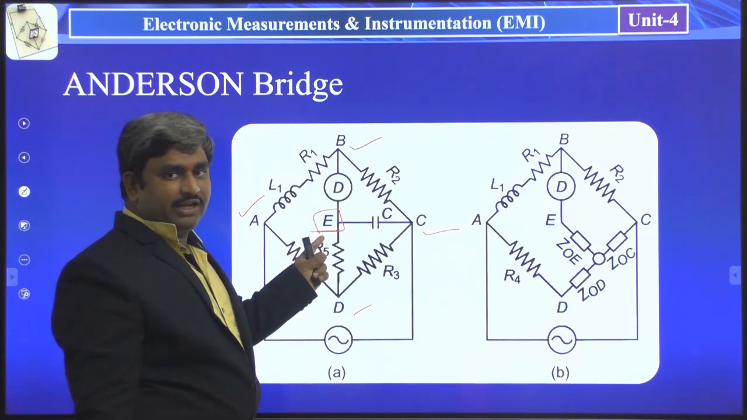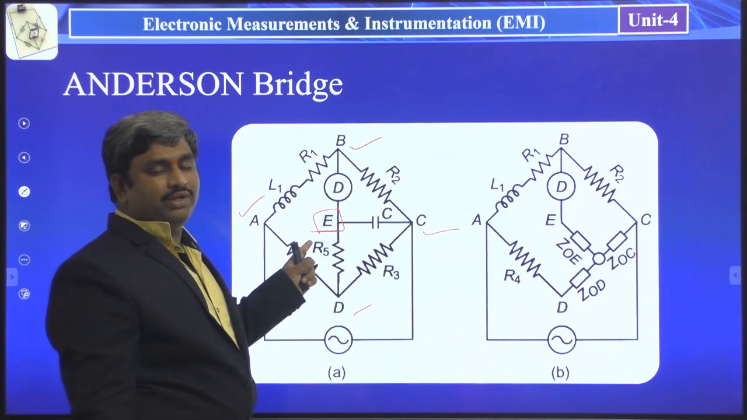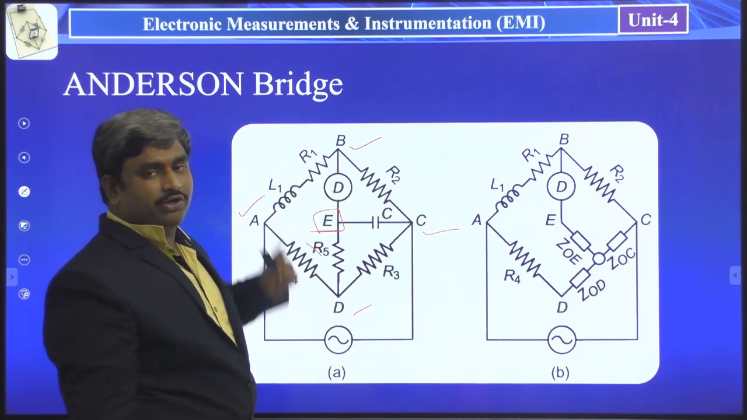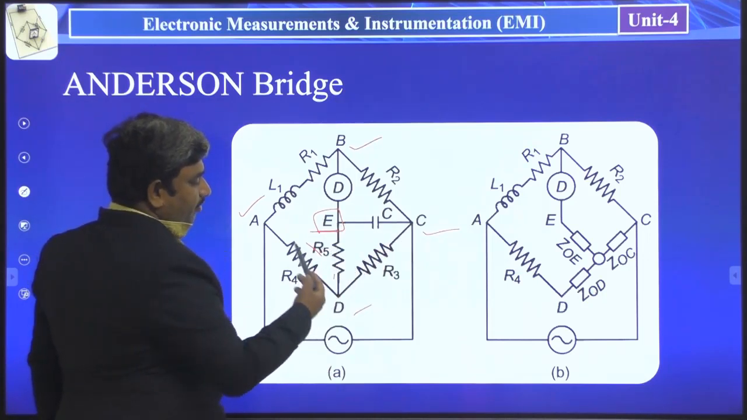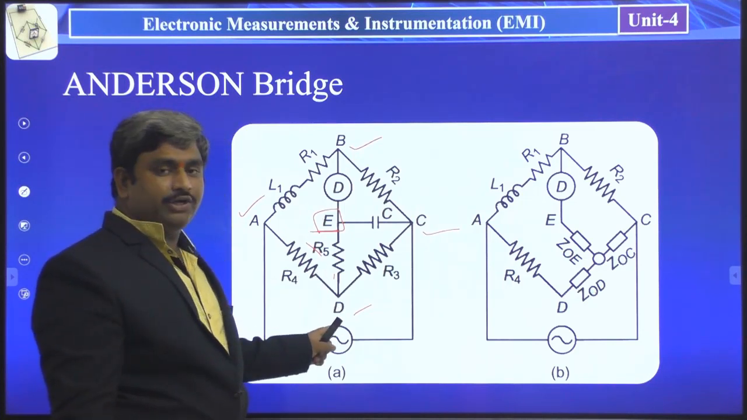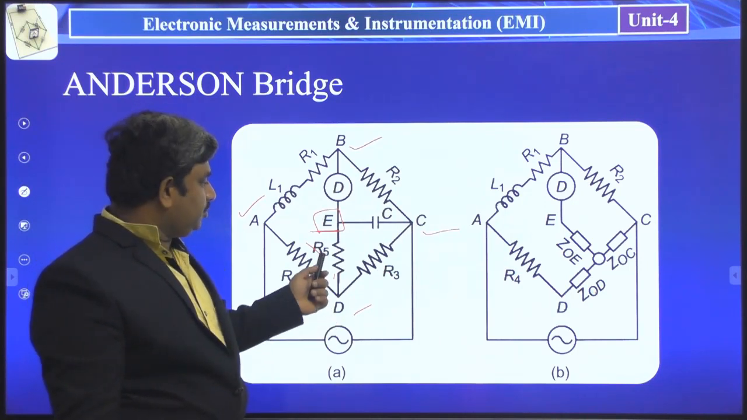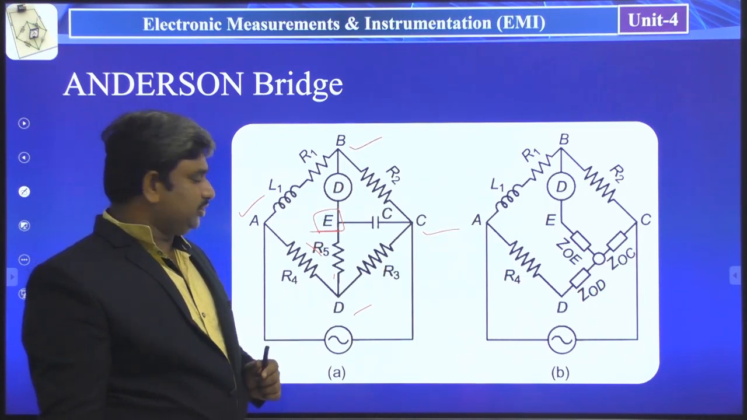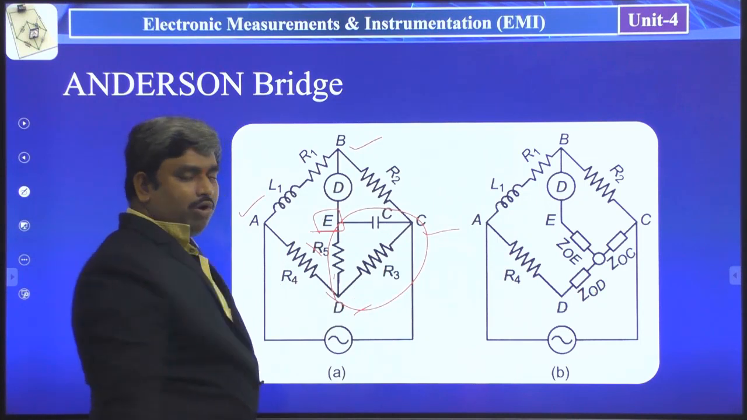This E terminal is at one edge of the AC detector. The other edge of the AC detector is connected to the B terminal. From this E point we have a capacitor and a resistor, and this resistor is connected to the D terminal and this capacitor is connected to the C terminal. So this is the Anderson's bridge basic structure.